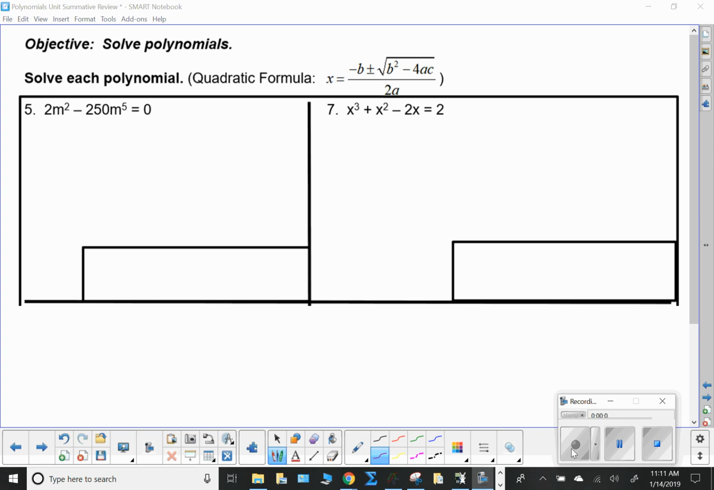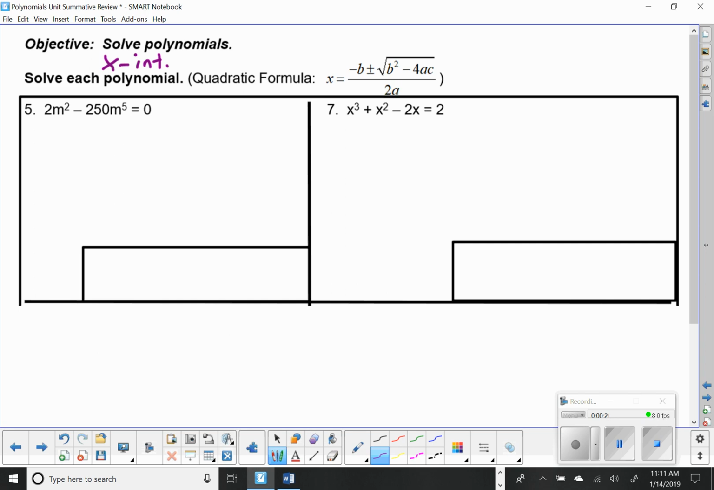Polynomials, summative review. Now we're up to the objective on solving polynomials. Usually this is going to be objective 3 on your test. So we're going to take a look at this. And to solve something means to set it equal to 0. Solving means to find the x-intercepts, roots, zeros, solutions.